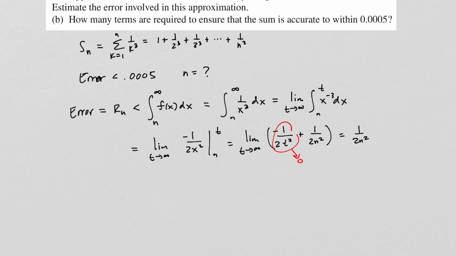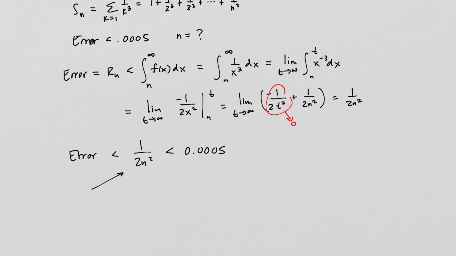So now we know that the error is always going to be no more than 1 divided by 2n squared. But we want our error to be less than 0.0005. So for this to be true, we just need to solve for n here. So this is 1 divided by 2n squared is less than 1 over 2,000. Okay, so 0.0005 is 5 over 10,000, which is 1 over 2,000.